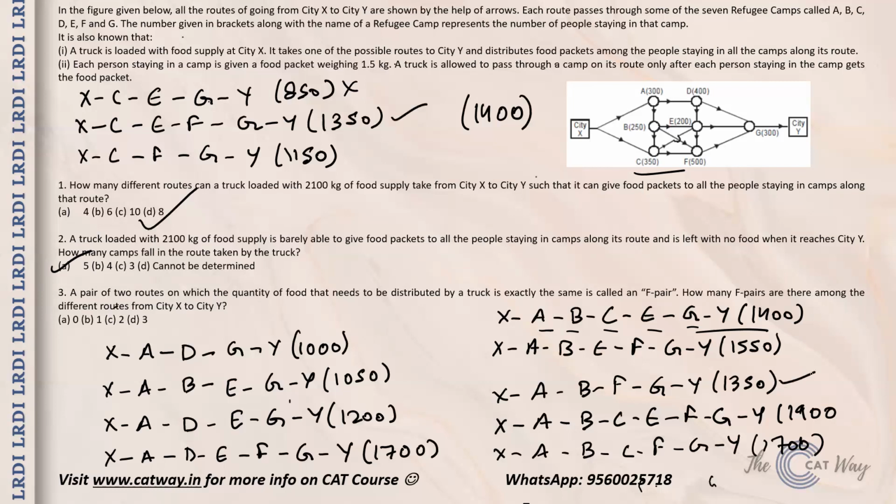Whereas 1350 is available on two routes, right? 1150 is not available on any of the routes. 1000 is not available, 1050 is not available, 1200 is not available, 1400 not available, 1550 not available, 1900 not available. The other equal number of people are on the 1700 route. So in total how many pairs do you get? We get 2 F pairs. Hence the correct answer is option number C.